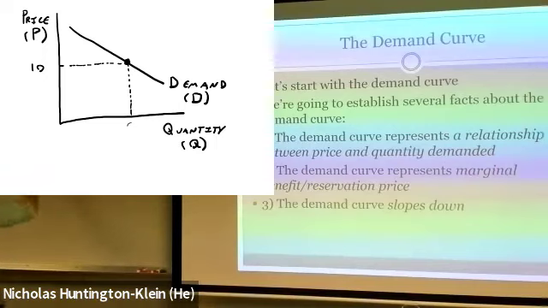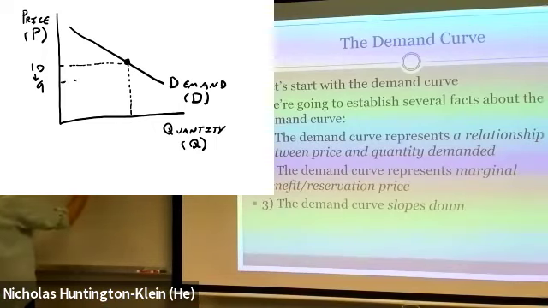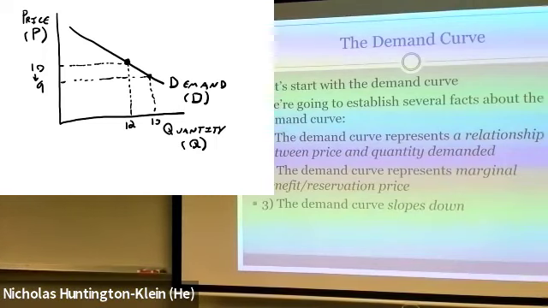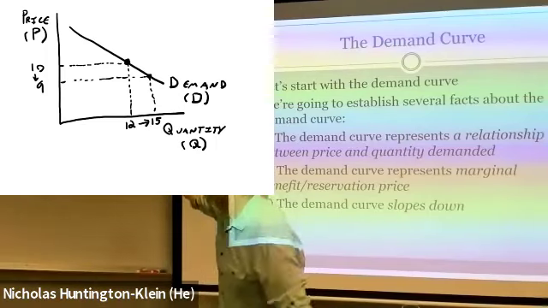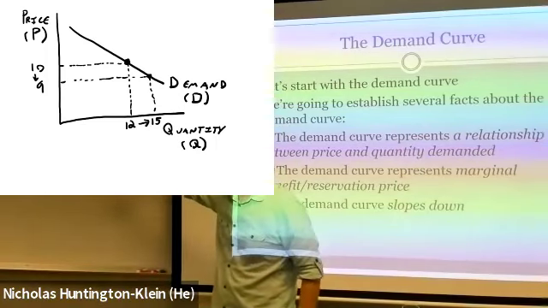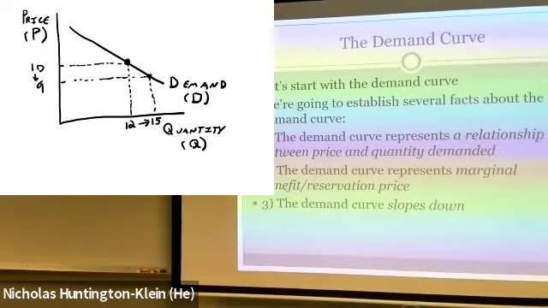And as this price changes, let's say the price goes down to 9, you can see that the amount that people want to buy is going to go up. So whatever our quantity was before, let's say it was 12, might go up to 15. Price goes down, people want to buy more stuff. Makes sense.